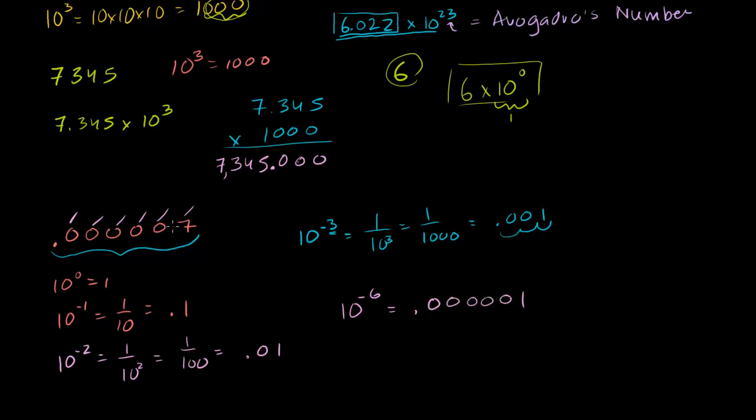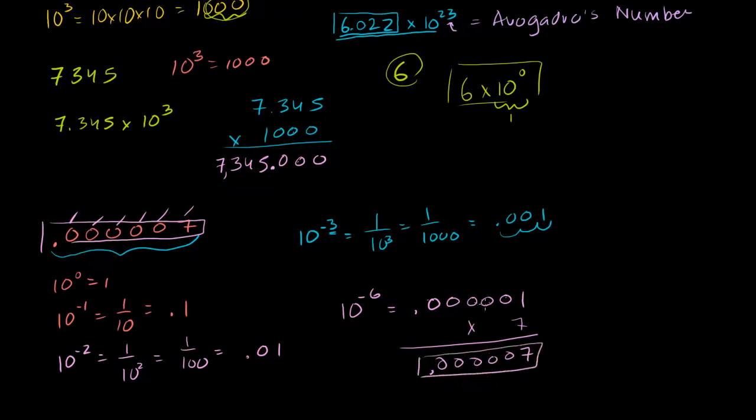Now, this number right here is 7 times this number, right? If we multiply this times 7, we get 7 times 1, and then we have 1, 2, 3, 4, 5, 6 numbers behind the decimal point. So this number times 7 is clearly equal to the number that we started off with. So we can rewrite this number. Instead of writing this number every time, we can write it as 7 times this number. But this number is the same thing as 10 to the minus 6. So 7 times 10 to the minus 6.